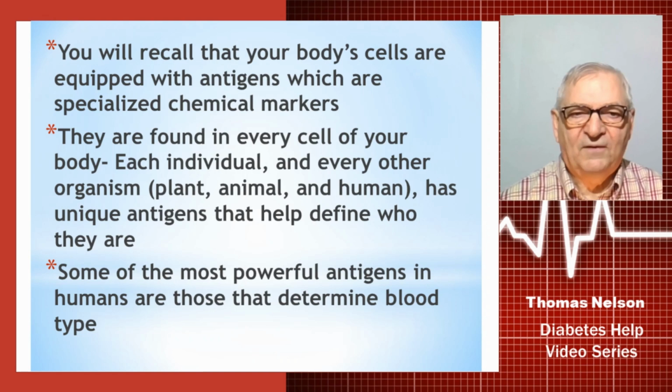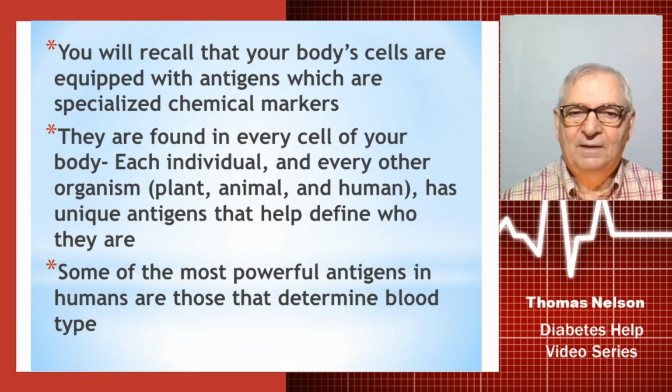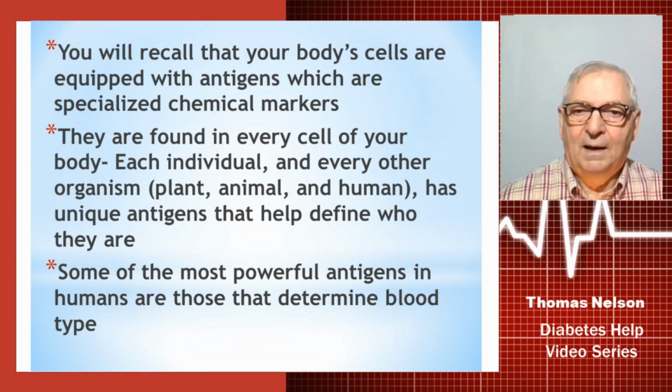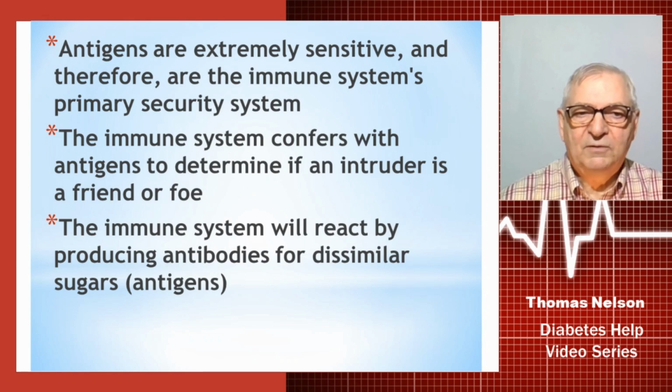So those antigens are found in nearly every cell in your body, and each individual and every other organism, plants, animals, and humans, all have unique antigens that help define who they are. Some of the most powerful antigens in us humans are those that determine our blood type. Antigens are extremely sensitive, and therefore they are the immune system's primary security system. They are going to watch for those substances, those invaders that are in the bloodstream, and when they spot them, they're going to alert the immune system.